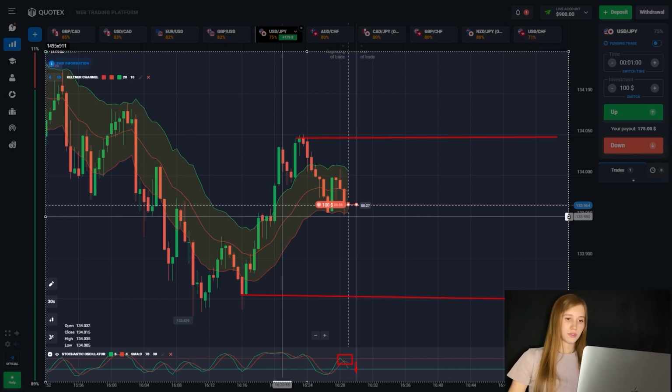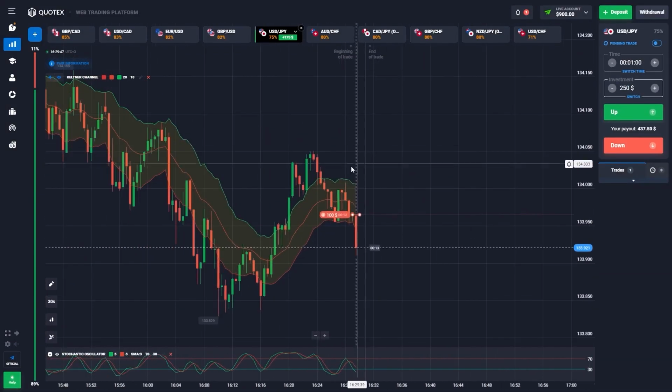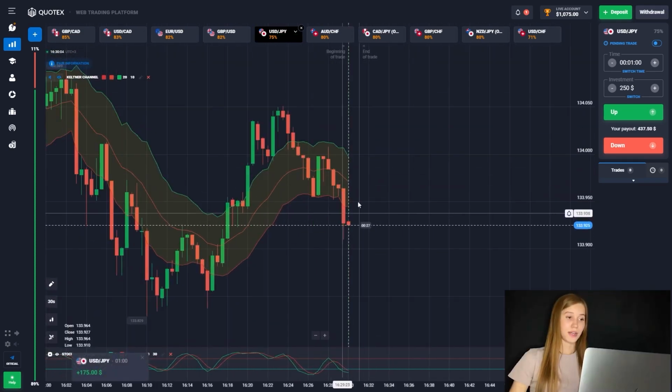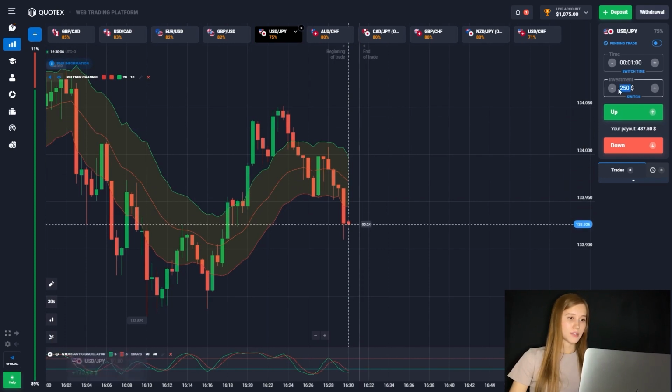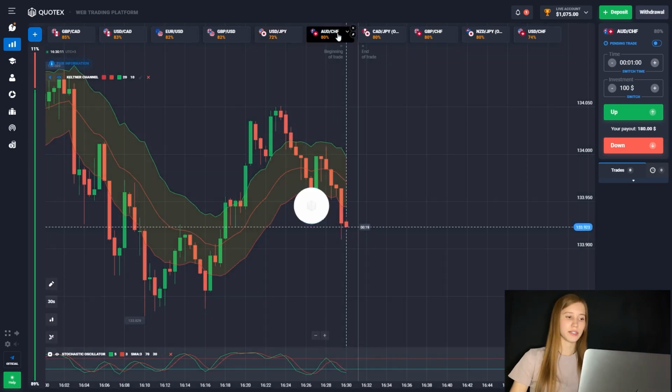So the price is playing in this corridor, and after this pullback, the price should go down. If anything goes wrong, we'll open an additional deal. Plus deal, friends. Everything is fine. So let's change the trade pair for a more profitable entry into the deal.